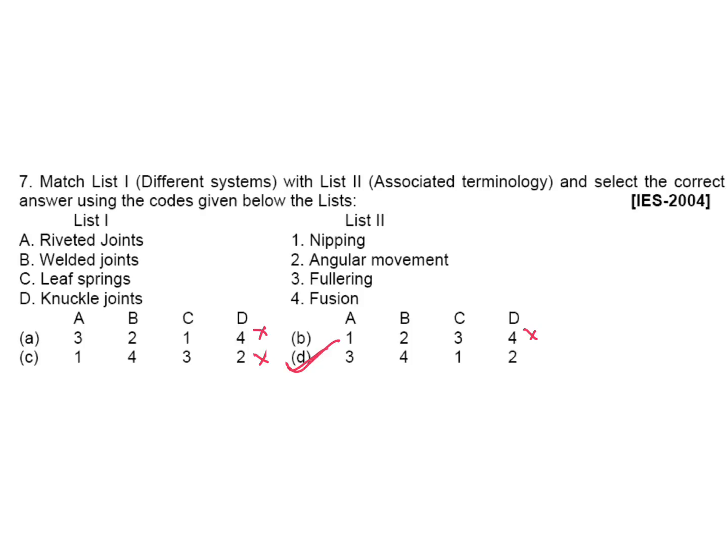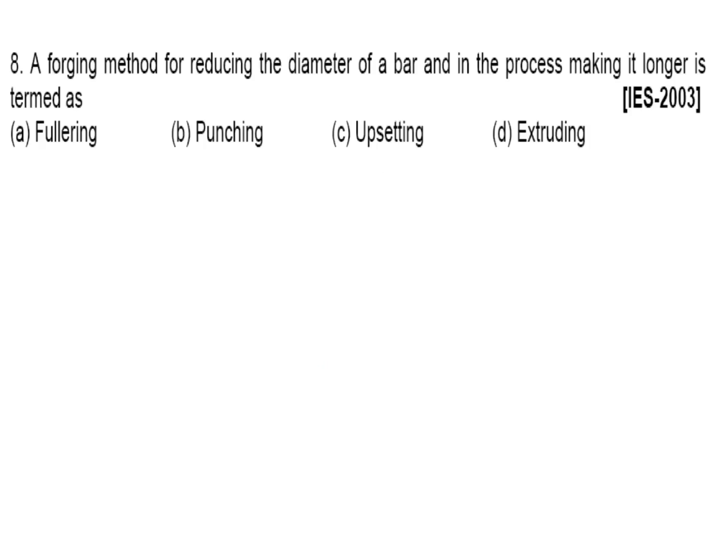D is your answer. A forging method for reducing the diameter of a bar in the process making it longer is termed as? In ISRO also they ask this question. Fullering, it's fullering, reducing the diameter. If here instead of reducing, they ask increasing the diameter, then your answer will be offsetting. So both you have to remember. In fullering, diameter is reducing, and in offsetting, diameter is increasing.